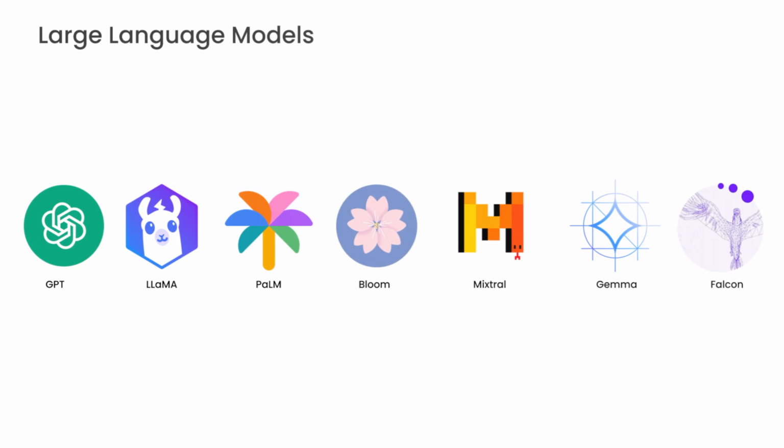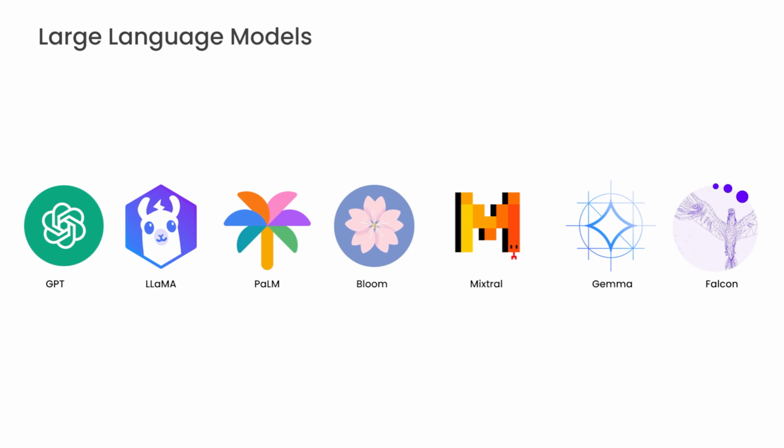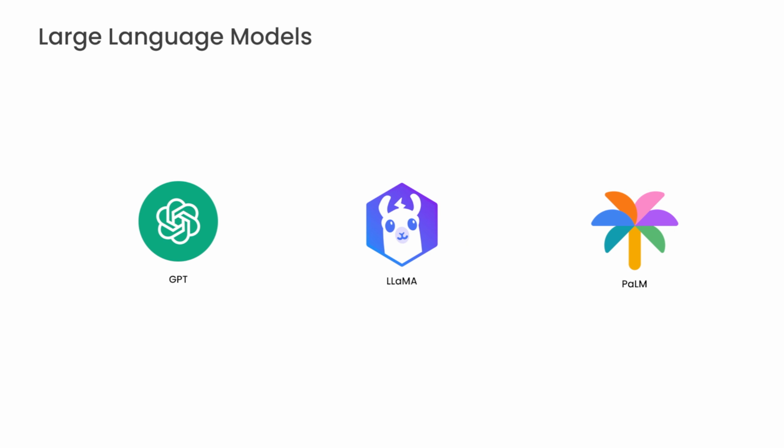Several large language models are available today, each with its own strengths and weaknesses. However, three of the most notable are LLaMA, PaLM, and GPT. Let's explore these models in more detail to understand how they differ.